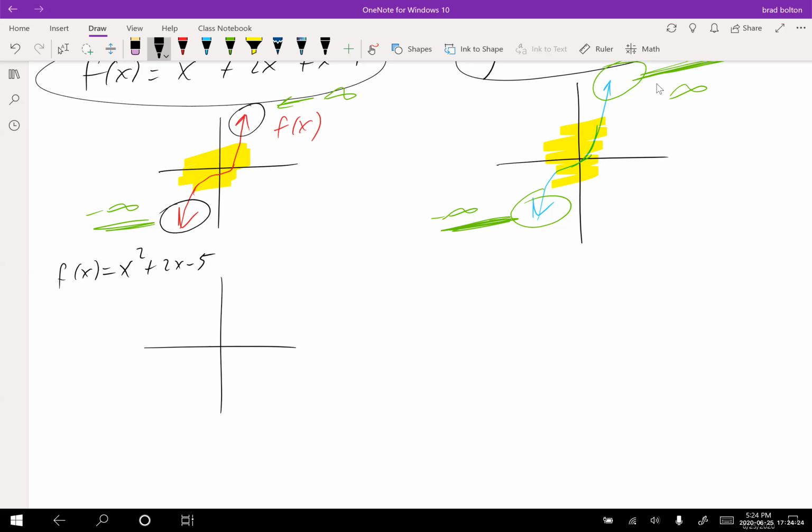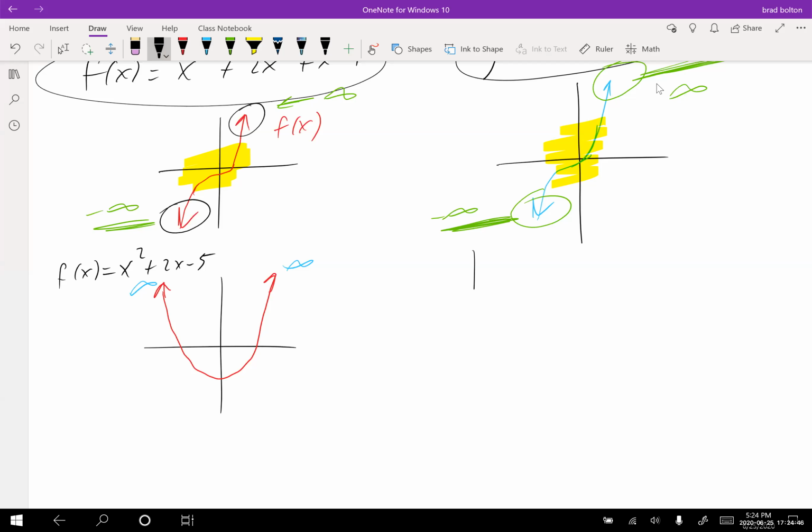Let's do x squared plus 2x minus 5. Okay, so this guy, I'm just sketching here. I'm not trying to be really accurate. This guy does this, right? So look at the end behavior. For this, it's approaching positive infinity over here, and it's approaching positive infinity there, okay?